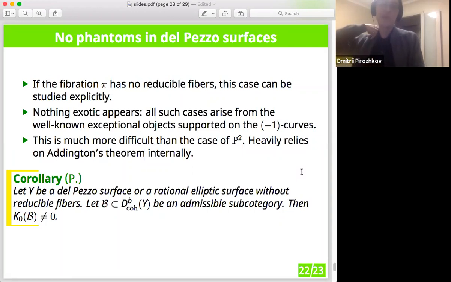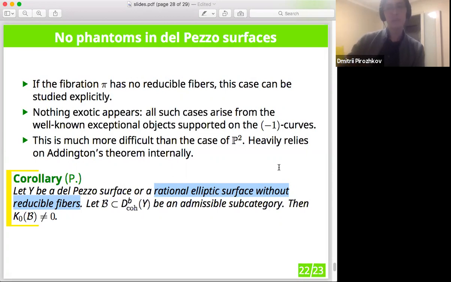So, this is much more difficult than what we did for P2, and we heavily rely on these restrictions to anti-canonical divisors and their properties. But this can be done under the assumption that the fibration pi has no reducible fibers. So, for example, for a rational elliptic surface without reducible fibers, this proves that there are no phantom subcategories.